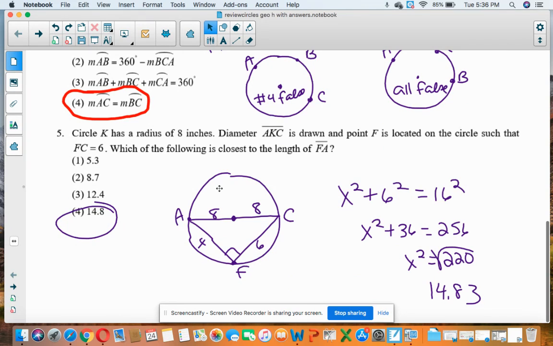Question 5 has circle K. I have a radius of 8. AKC is a diameter, so that makes this 8, and then this is 8 right here, so that diameter is actually 16. Point F is located on the circle. FC right here is 6.